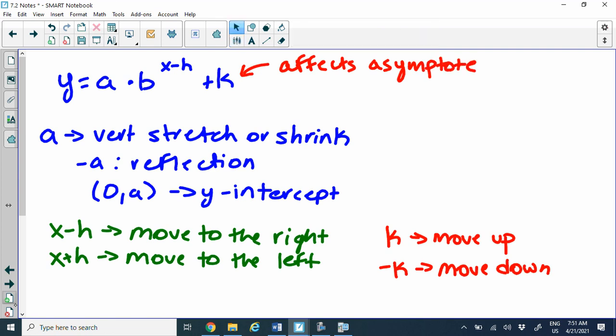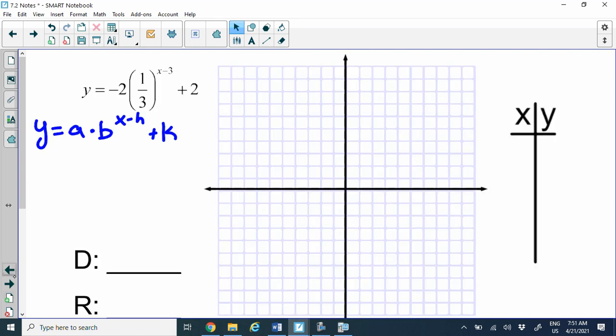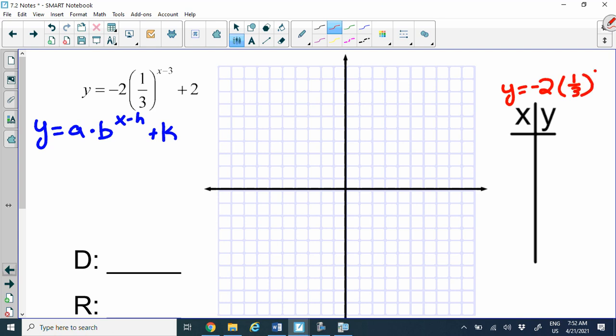Okay, if you need to pause the video to write all that down, you can. But we're going to go ahead and go on to graphing the other. Okay, so when we graph and we have h and k, remember we graph the parent function first. So that's going to be just our a and b. So I have negative 2 times 1/3 to the x. Okay, so graph parent function first.